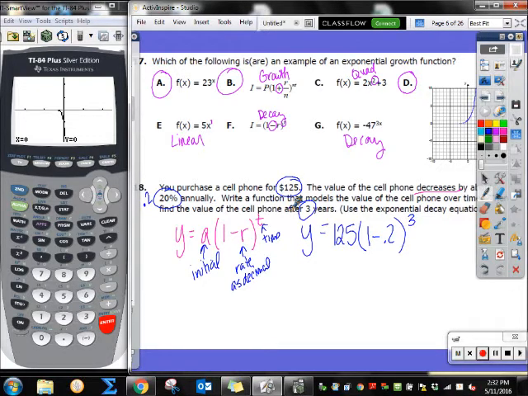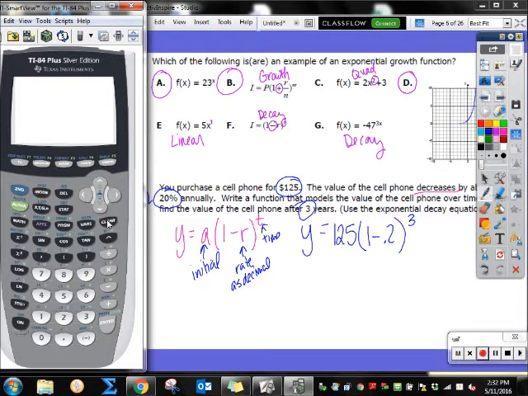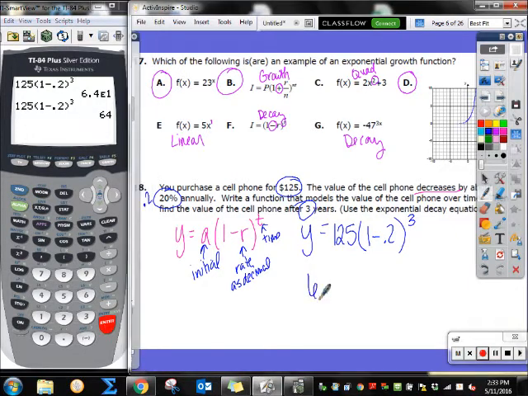So now if we go back and we plug this in our calculator, 125 parentheses 1 minus 0.2 raised to the third power. Oh, I'm still in scientific notation, so I'm going to go back. Press enter. So after 3 years, the phone would be worth $64. And this is your equation.